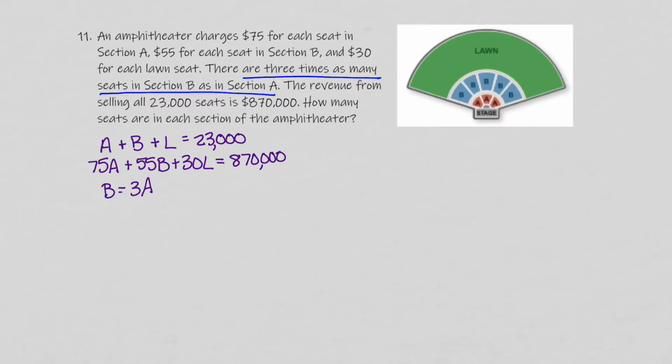Okay, so B equals 3A. Let's substitute that into equation number 1, see what happens. So I'm going to get A plus 3A, because that's what B equals, plus L is going to equal 23,000. All right, so 4A plus L equals 23,000. Okay, so like before, we could go ahead and solve this one for L.